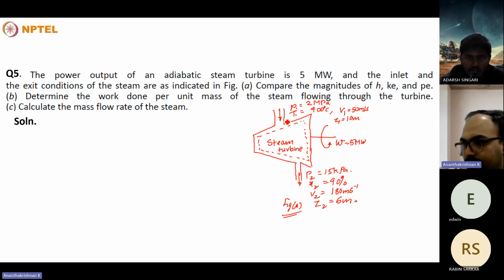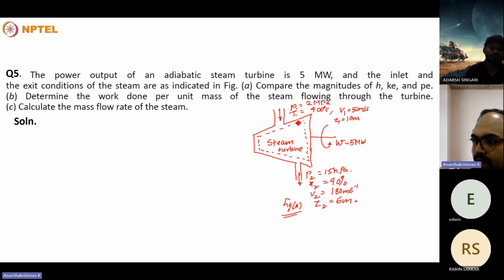So the condition of the steam at the inlet of the steam turbine is: pressure 2 megapascal, temperature 400 degrees Celsius, velocity 50 meter per second, and the altitude is 10 meters. And at the outlet of the steam turbine, it is at 15 kilopascal, and the quality of the steam, basically the dryness fraction, the amount of vapor divided by the total sum of vapor plus liquid available at the exit of the steam turbine, is 90%. Velocity is 180 meter per second, and the height is 6 meters.